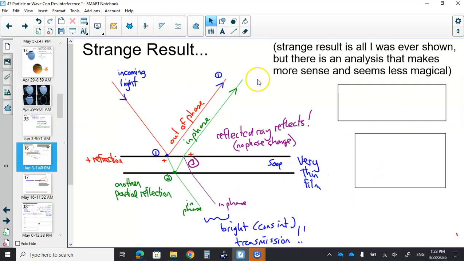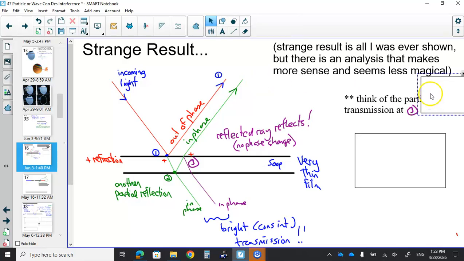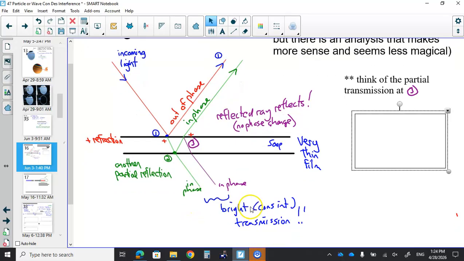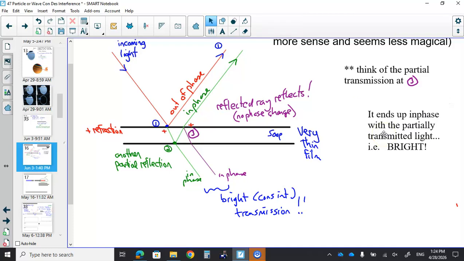Basically the same stuff. This is kind of an analysis of why it's not super magical. It seems kind of weird that it goes through instead, and this kind of helps us feel better about it, maybe. Picture another partial reflection here, and then it goes out as partial transmission. These are going to end up in phase with each other, because it was out of phase, but then it's out of phase again, so it ends up back in phase. So these two are going to be in phase with each other. There's going to be constructive interference, and so it's going to be bright. So we can certainly justify why bright light is going to get through the other side.